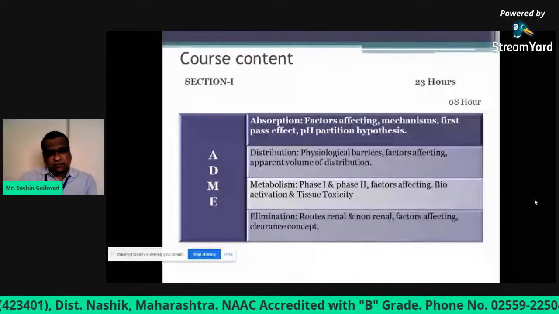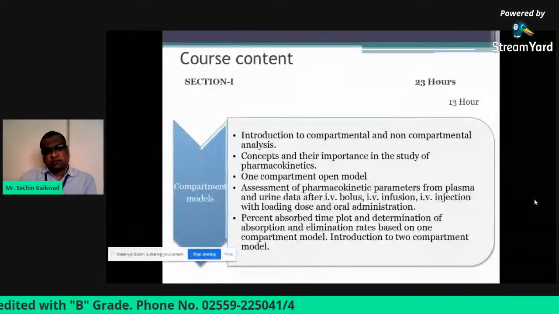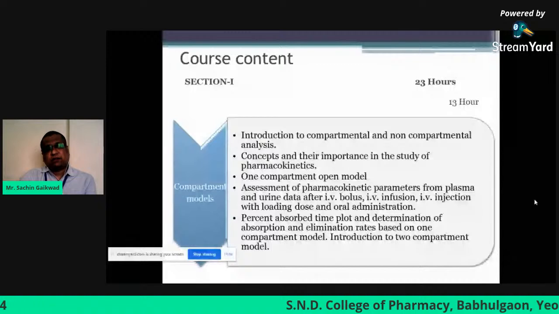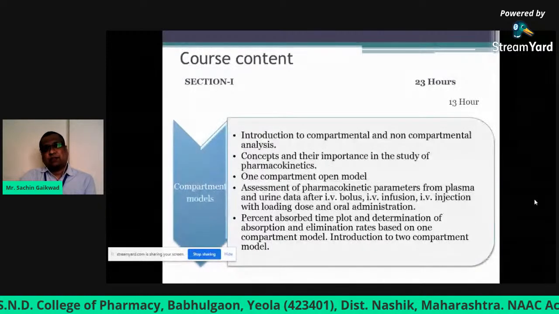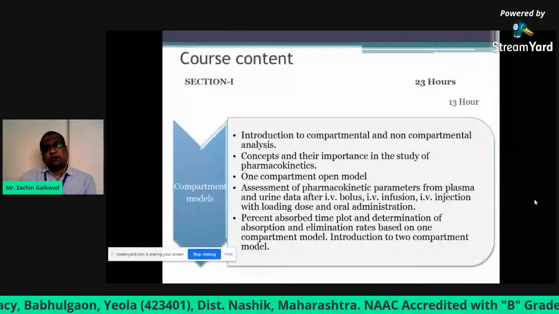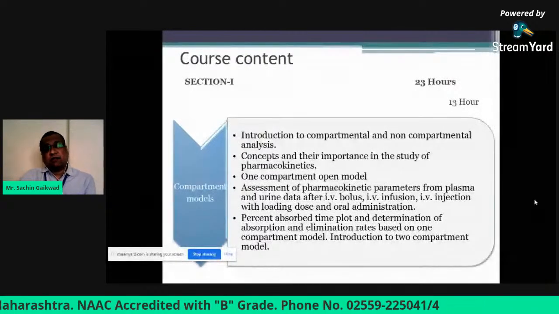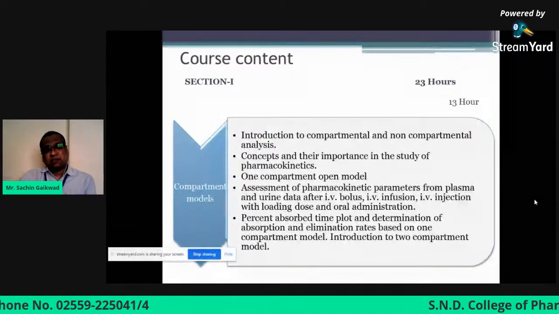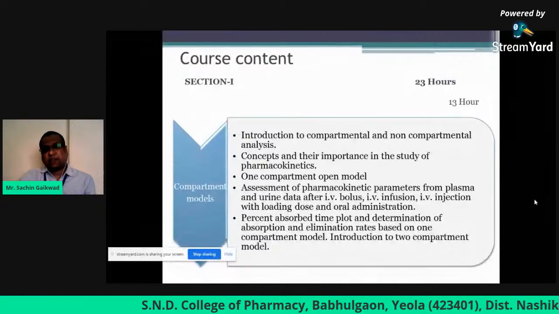Afterwards, the third important chapter, for which 13 hours are specified by the university, is the compartment model. This is a hypothetical term, that is, our body is made up of a variety of compartments. The main compartment is the blood, and other body organs such as the lungs, kidney, and liver are the secondary compartments.